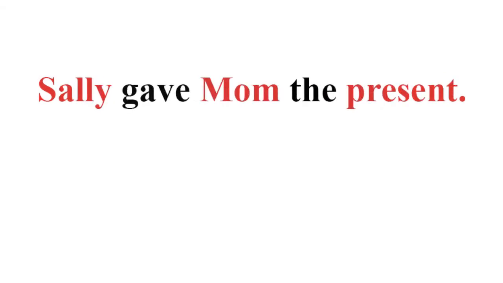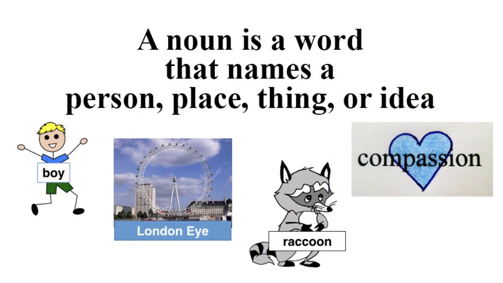And the last sentence, Sally gave Mom the present. Sally is the subject noun. Mom is a noun used as an indirect object, and present is a noun used as a direct object. This all may feel a little overwhelming, but the basic part of this section is, what is a noun? It's a word that names a person, place, thing, or idea. Right. And nouns can take on many jobs in a sentence.